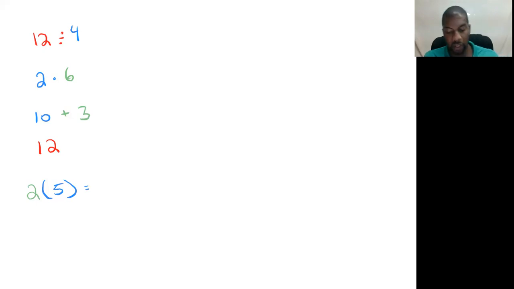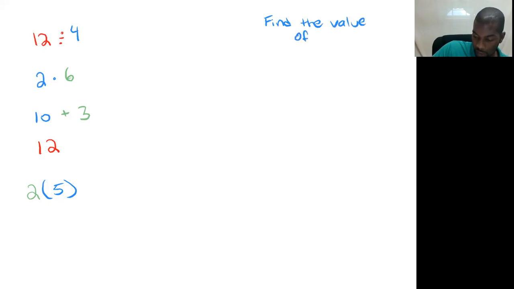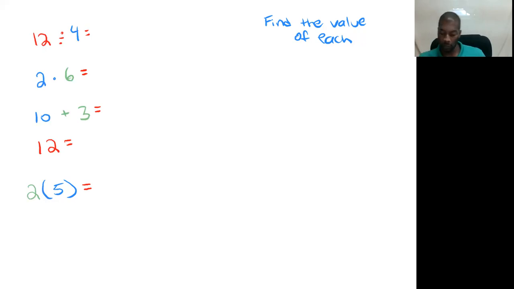Okay, let's figure out what the value is for each of these. So the question is, find the value of each. And really all find the value means is, what does this number expression equal? Okay, so if I put an equal sign next to everything, 12 divided by 4 equals, 2 times 6 equals, 10 plus 3 equals, 12 equals, 2 times 5 equals. Got a little beat going. So first I start and I say, okay, 12 divided by 4, how do I solve that?